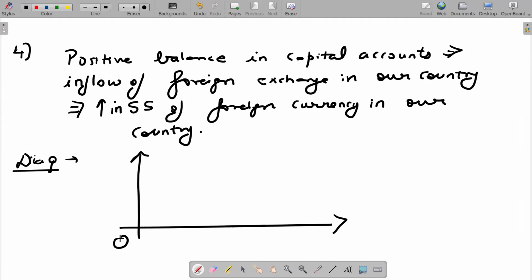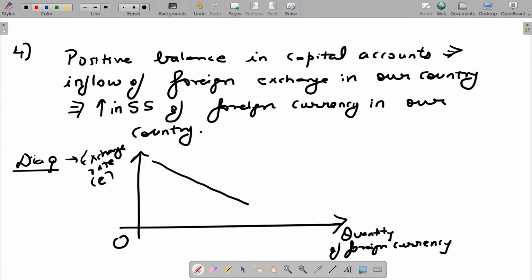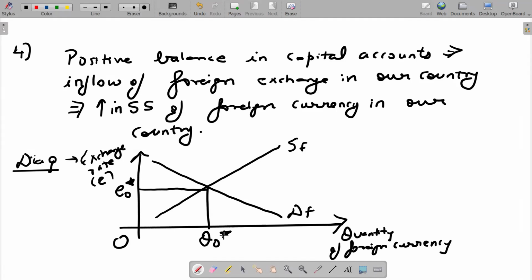On the horizontal axis, we have the quantity of foreign currency, and on the vertical axis we have the nominal exchange rate, which is E. This is the demand for foreign currency, this is the supply of foreign currency, this is the equilibrium exchange rate, E0 star, and this is the equilibrium quantity of foreign currency. A positive balance in the capital account simply means that foreign currency is coming into our country. Coming into our country means the supply of foreign currency is going up. It means the supply curve will shift to the right.